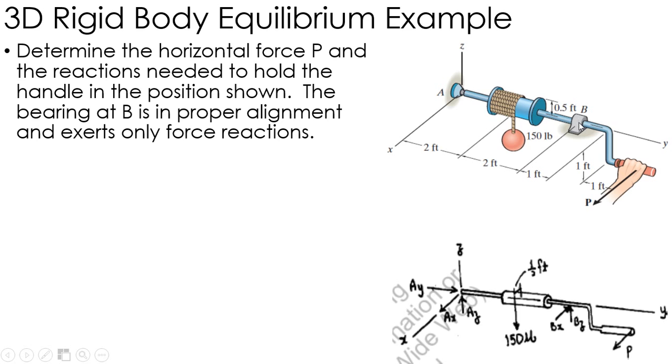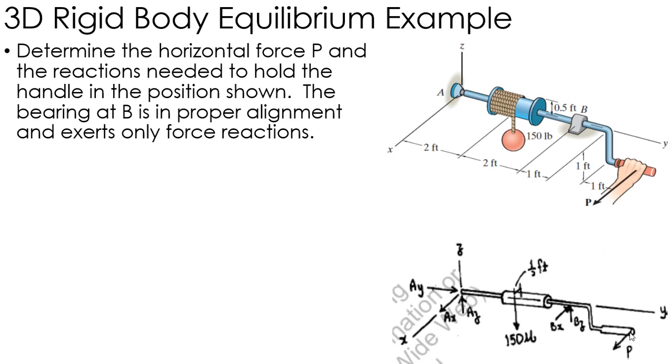So my free body diagram will look like this: ball and socket joint at A, rotation any which way I want, however I can't have any translation, so there's no moments, just a bunch of forces at A. Got my 150 acting straight down right here. We talked about B, that I only have the forces here. I am free to move along the y-axis, so I just have the z and the x components, no moments because it's properly aligned. And then I've got my force P acting in the x direction right there. So got my free body diagram.